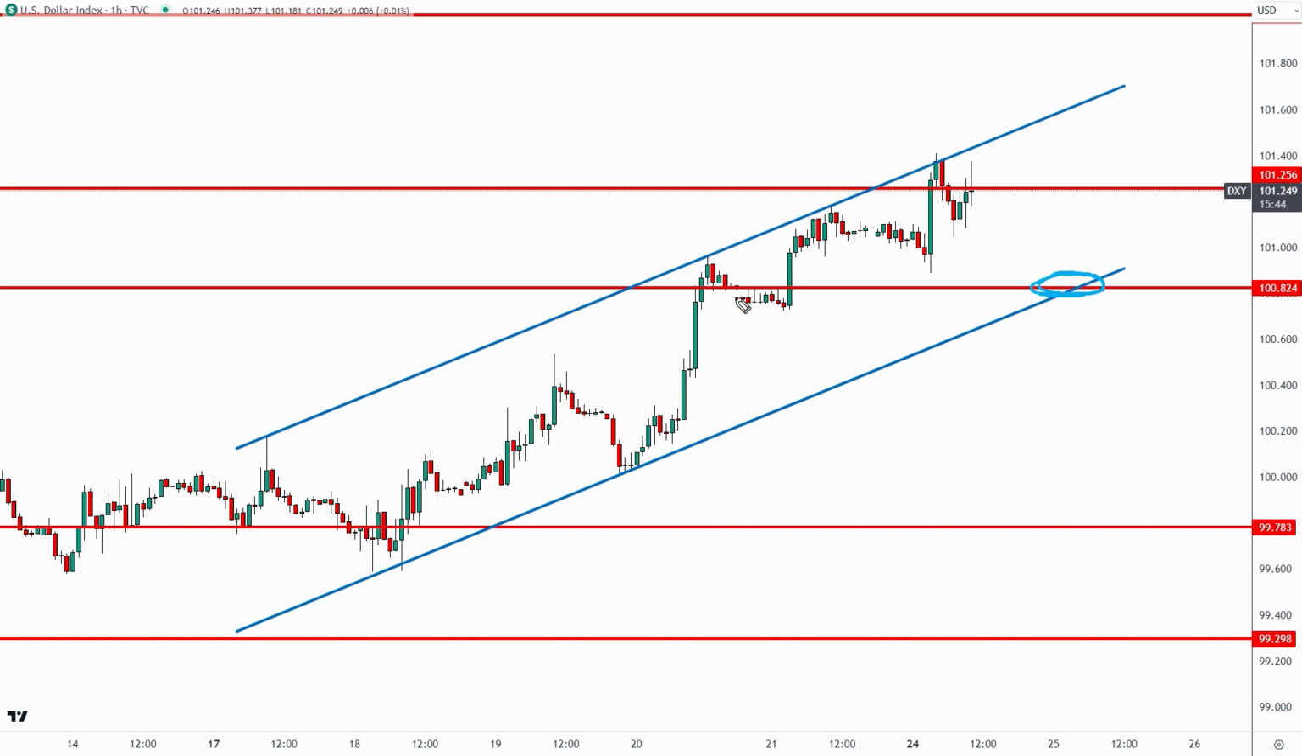So this looks relatively exhausted to me. I think we're going to see the DXY kind of rotate lower down here into this area. And then from there, going into FOMC, that's going to be a critical moment for the dollar to decide, can it hold on to 100.8? Because remember, that was the previous year-to-date low.